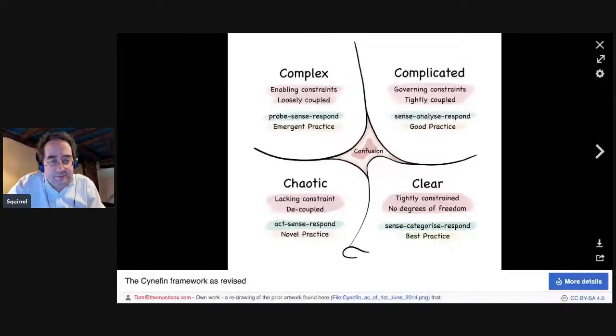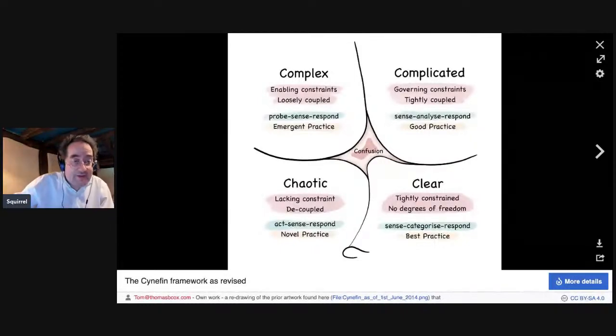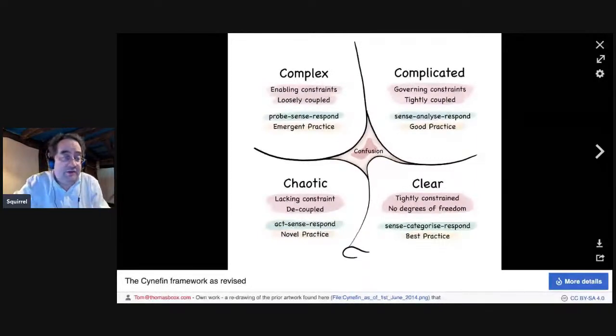Wouter says, Snowden would say they're not quadrants. I agree completely. But I'm going to keep them as quadrants. Guess what? Because I like it to stay simple. That's going to help me. So I'm going to try to give you a simple guide to these complicated and complex environments.